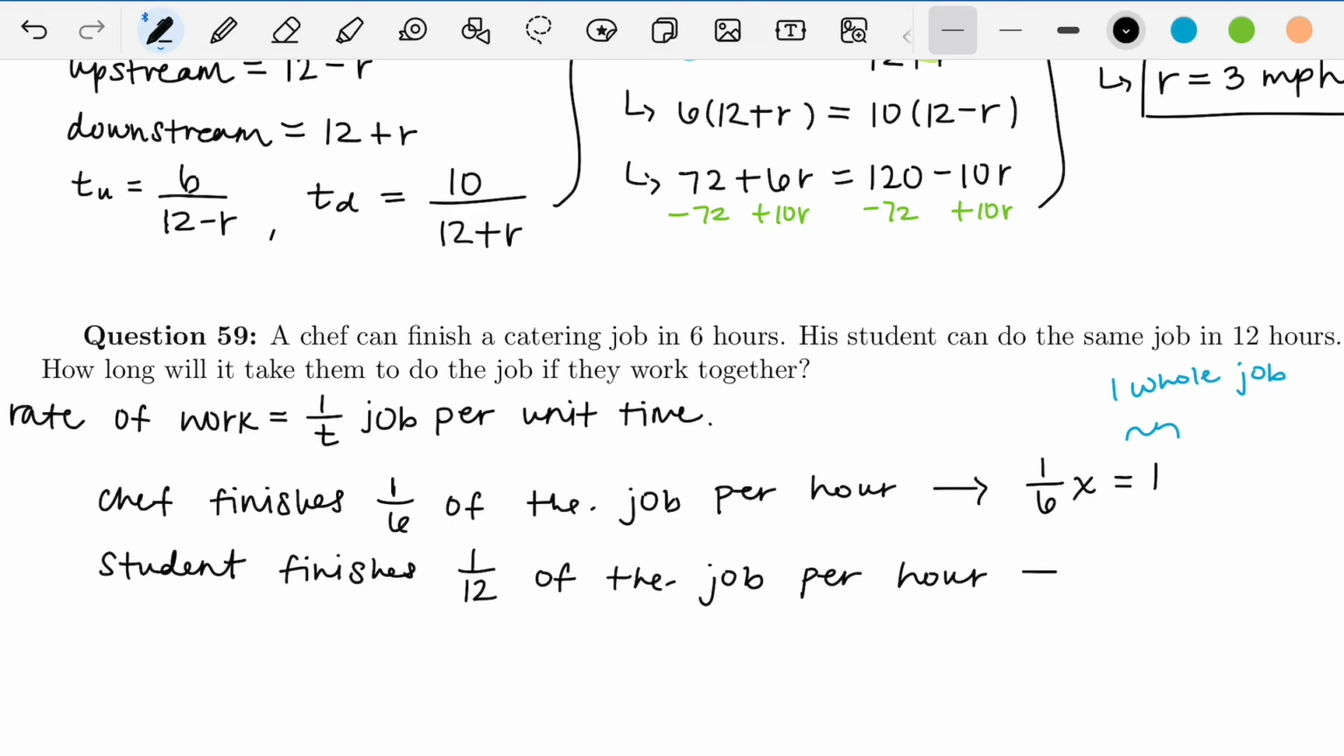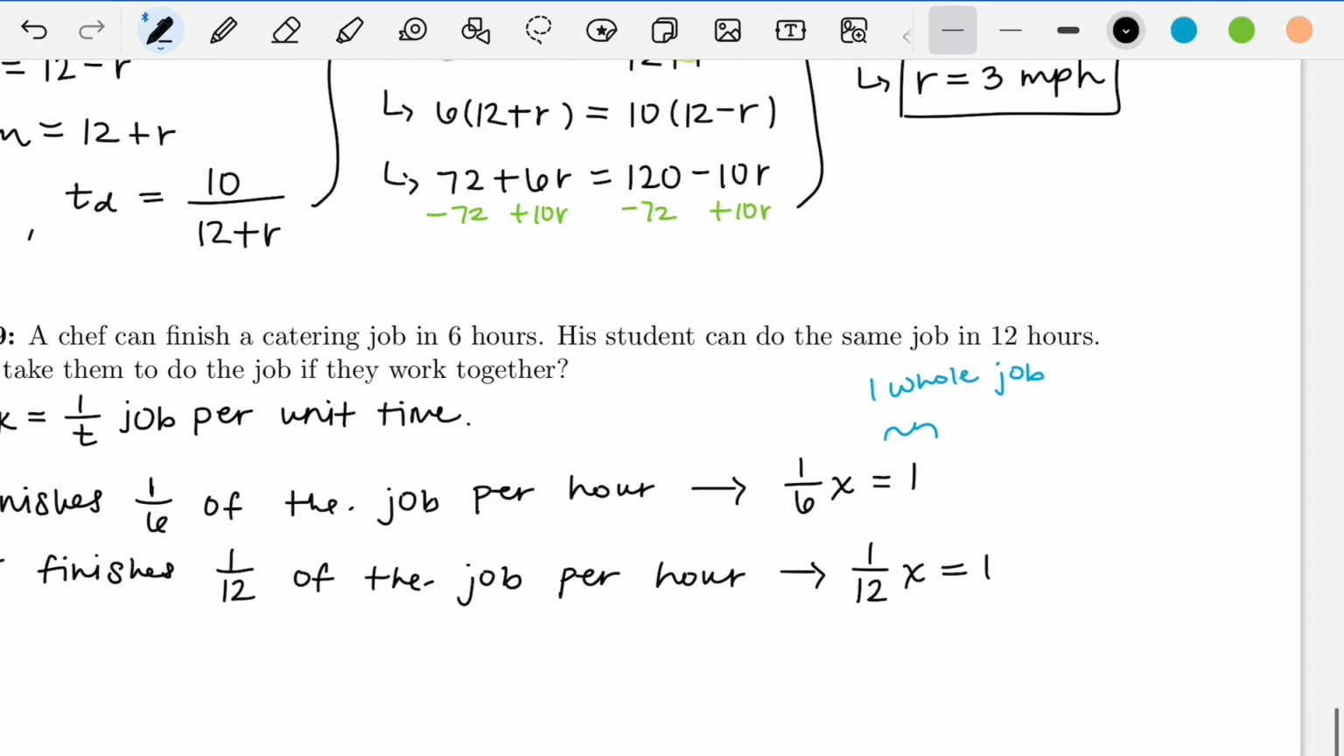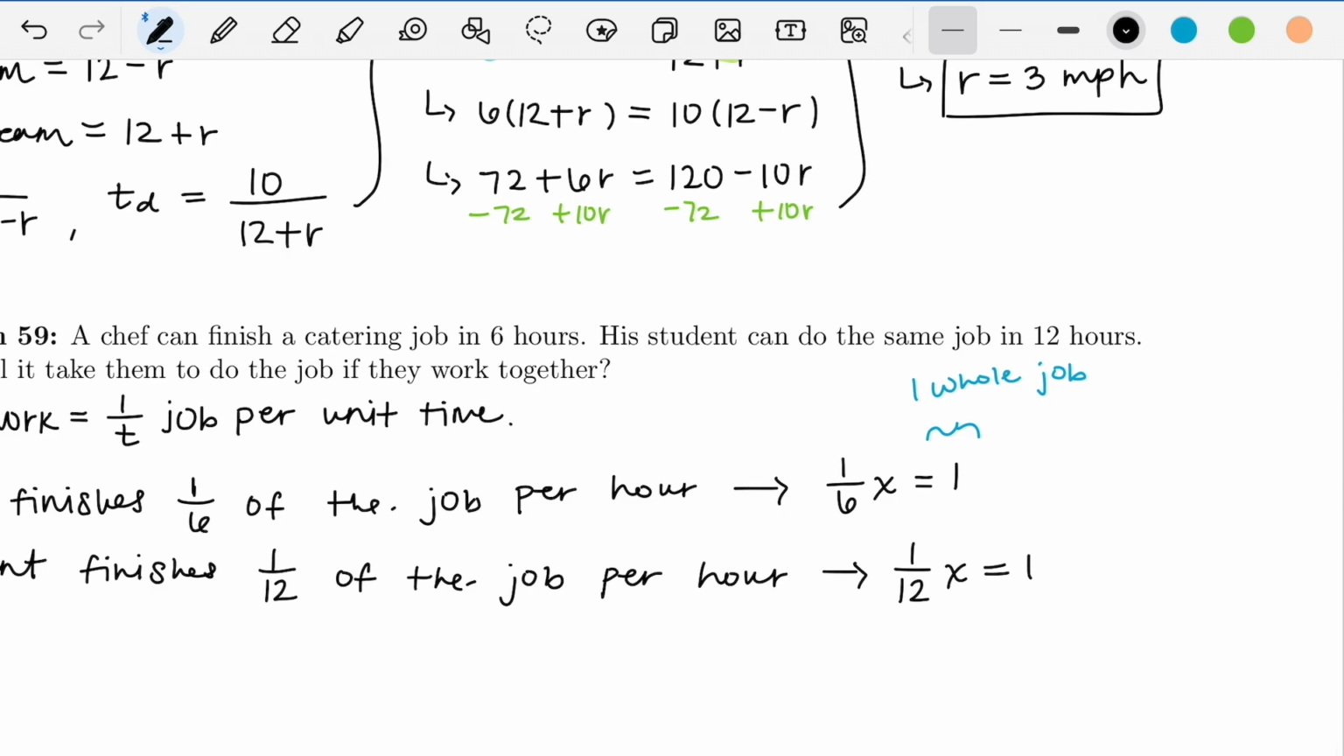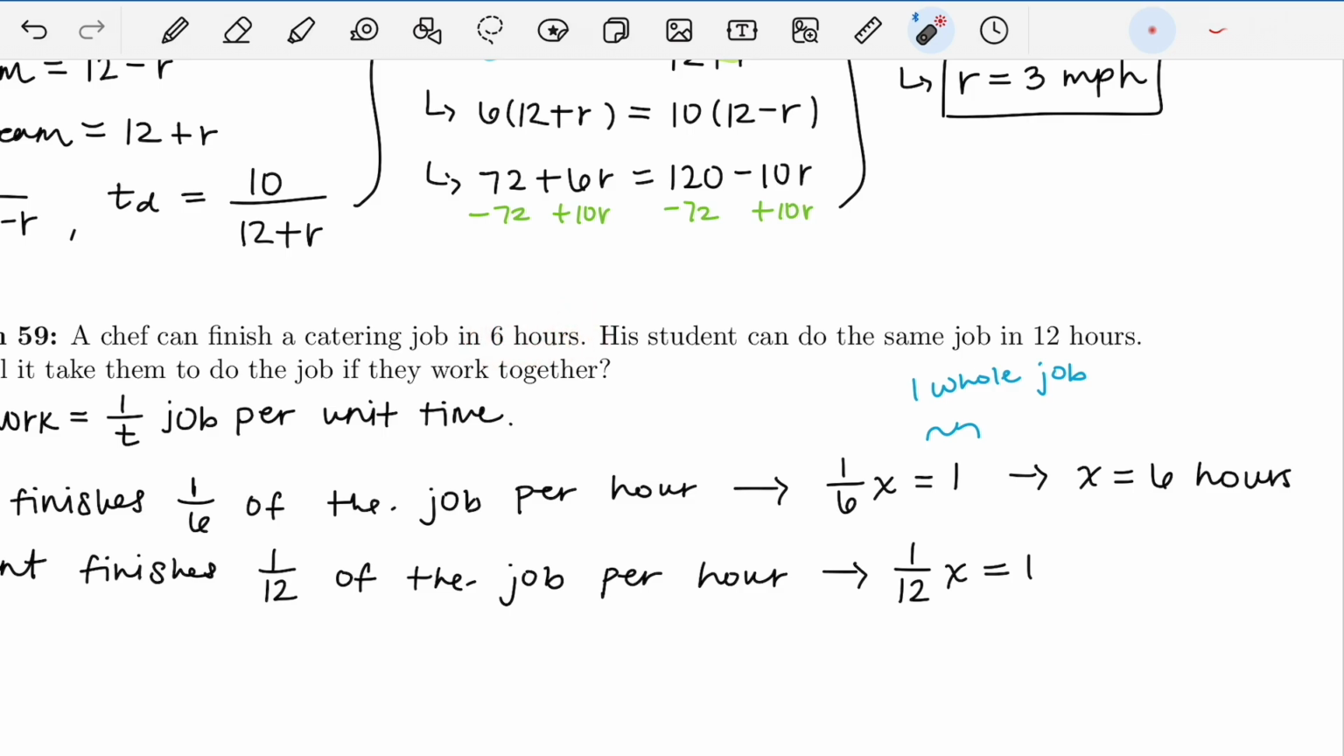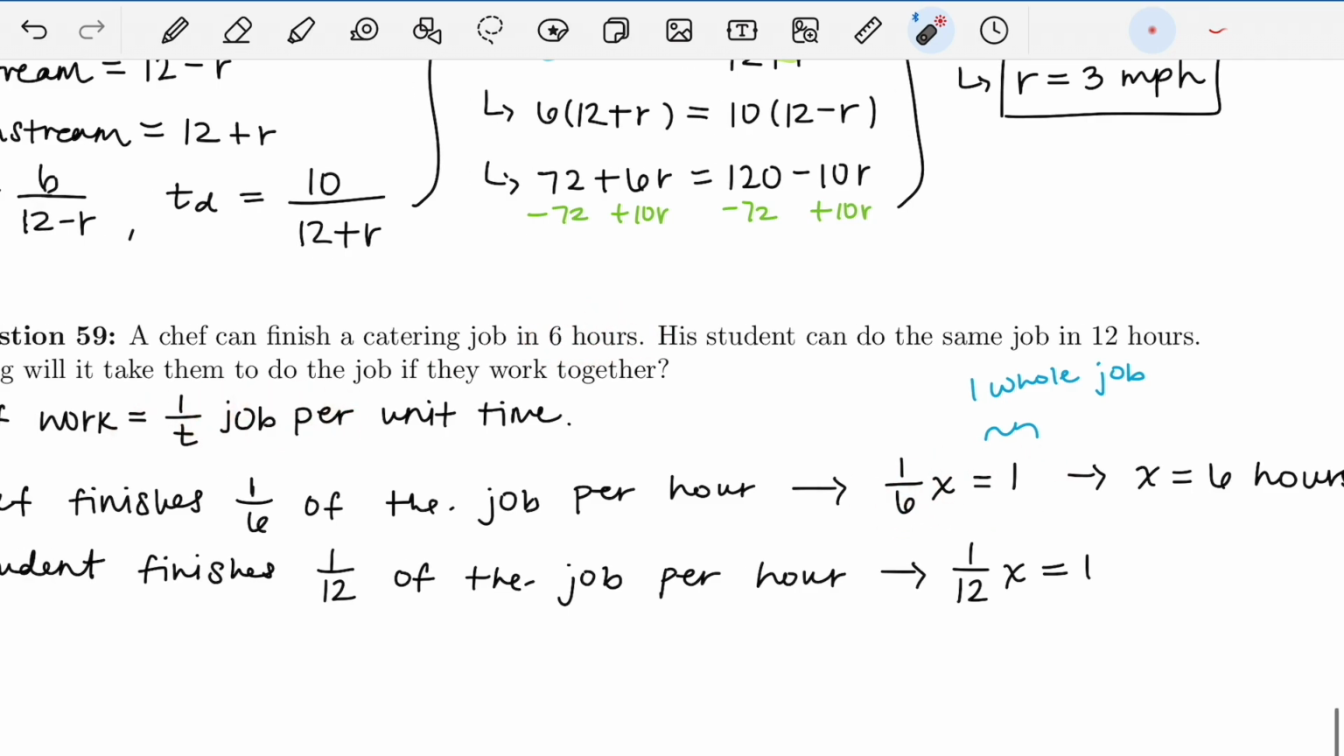Similarly, for the student here, if they finish 1/12 of the job per hour, we multiply 1/12 by the number of hours that they work, they will finish one whole job. So if we were to solve for these variables here, for this first one, to solve for x, we can multiply by 6 on both sides. This gives us x is equal to 6 hours, and that's exactly what we're told in the problem here. So this is just justifying how we're using this formula here.